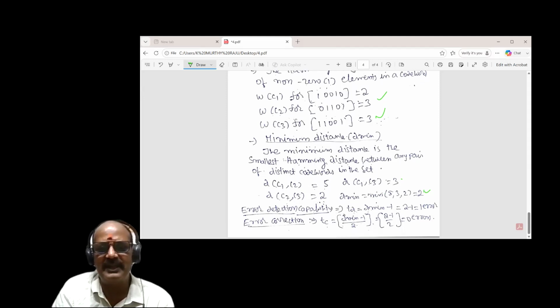Error detection capability. td is equal to d minimum minus 1, 2 minus 1 is equal to 1 error. Error correction capability. tc is equal to (d minimum minus 1) by 2, (2 minus 1) by 2, that is 0.5, that is 0 errors.